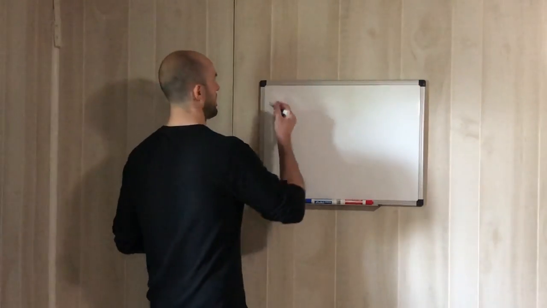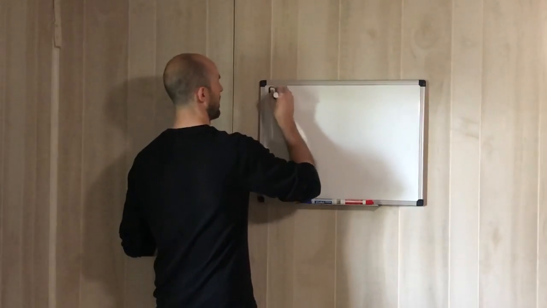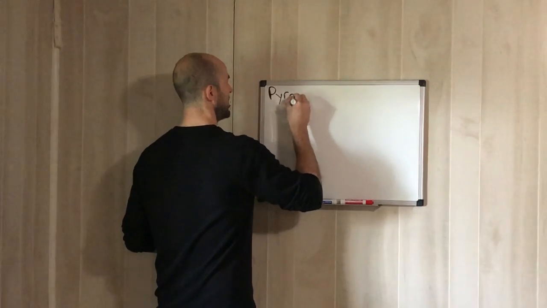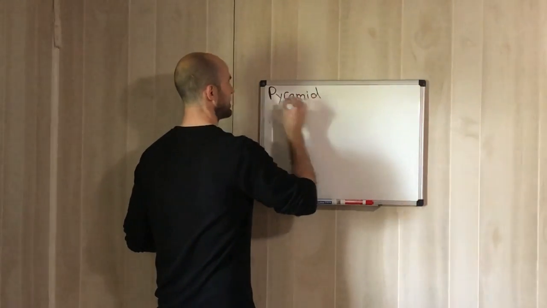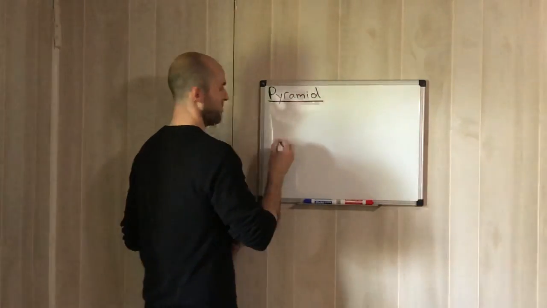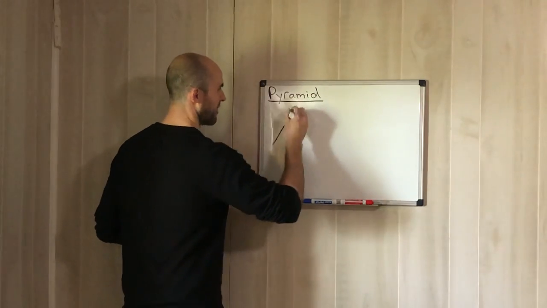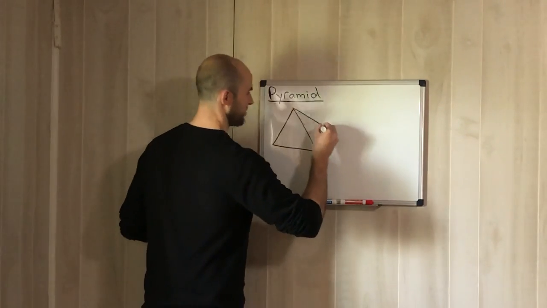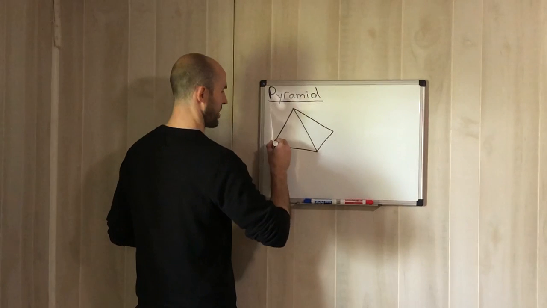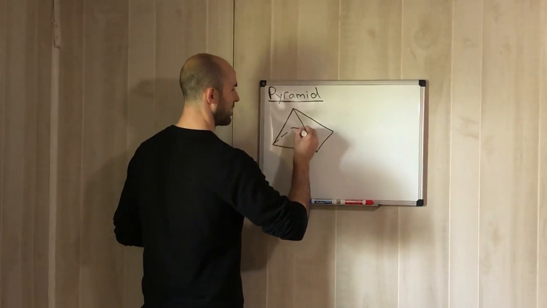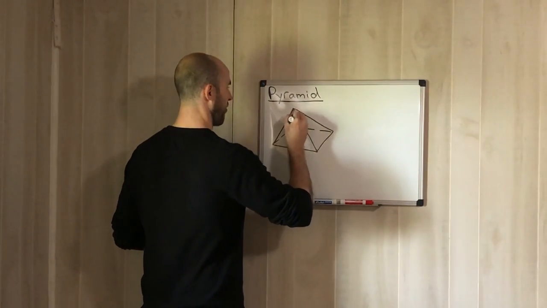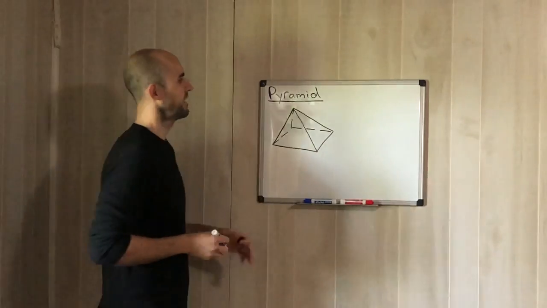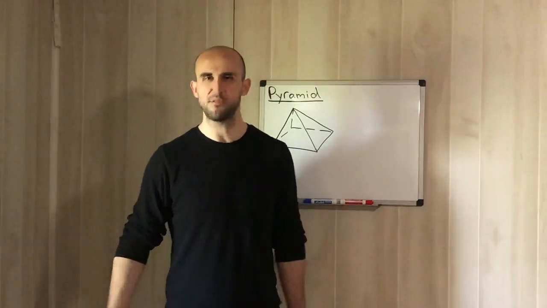So we'll start with the more complicated one, just to help you guys out and just to get it out of the way to begin with, a pyramid, right? So we have a pyramid, and it always has triangles on the faces. And then we have the bottom portion, and then we have all the side triangles, right? And two things are going to be on it, surface area and volume.